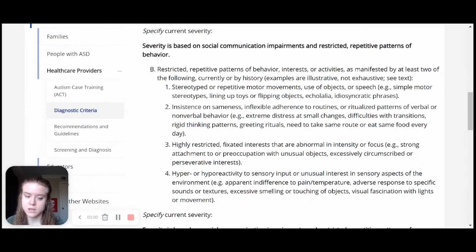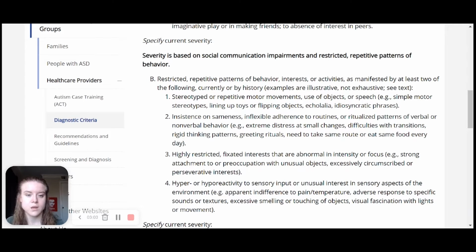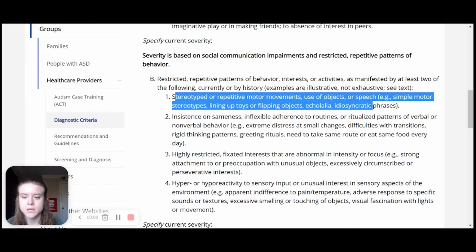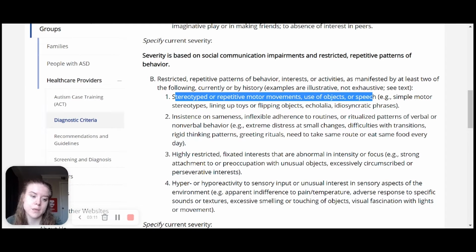And then on these, they have to have at least 2 of the 4. Stereotyped or repetitive motor movements, use of objects, or speech. So this can happen with stimming, where somebody likes to tap on their leg, or they repeat words over and over again, or it can be many different things. This is why there are fidget spinners and all kinds of textural toys that really help the person with autism focus.